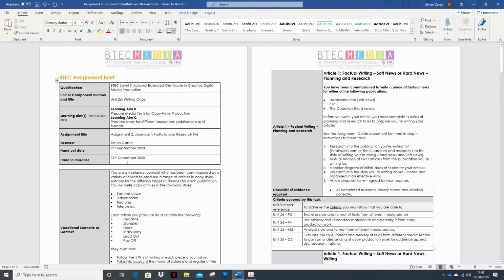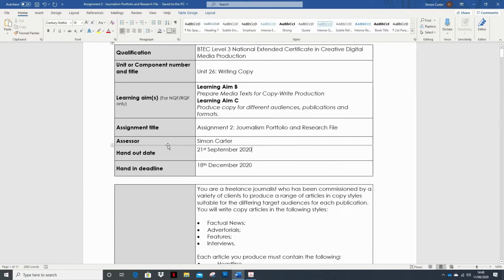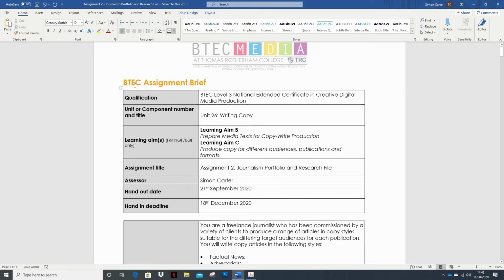So zoom in a little bit. The first thing you'll see at the top is this first little box or table here, and this is basically an overview of the assignment as a whole. The first thing you see, this bit here, is the qualification. That's just what course you're working towards, and then this one here is what specific unit you are working towards.